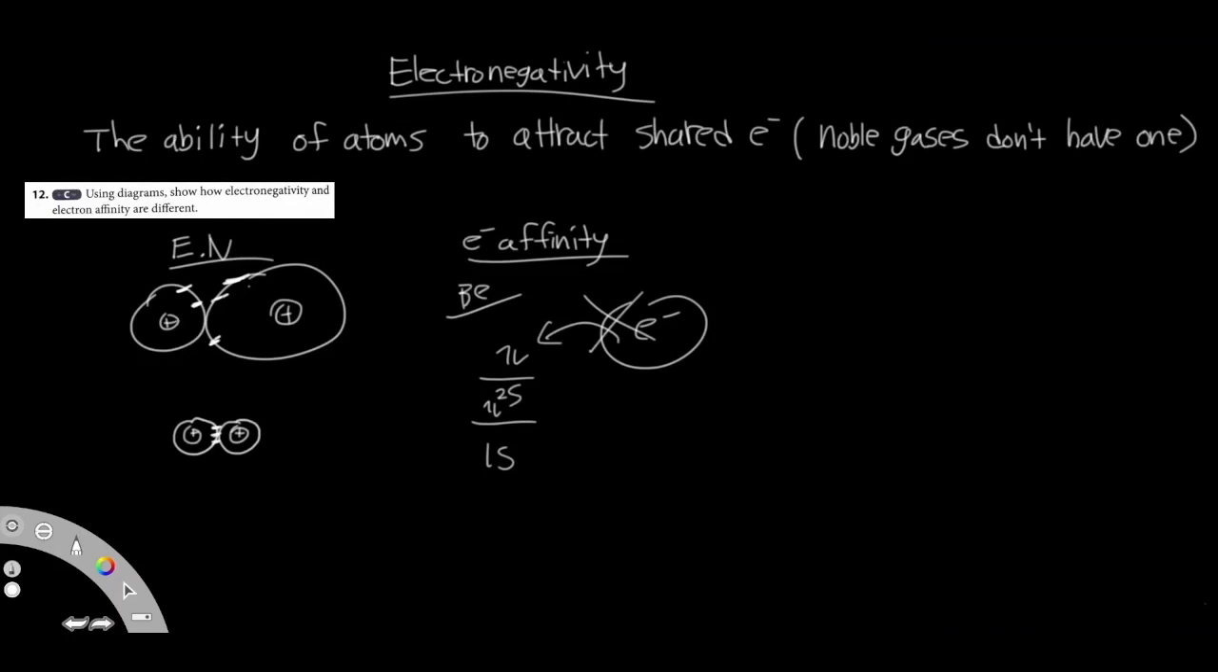Electronegativity has nothing to do with that. It's not about the amount of energy released or absorbed to get the electron. It's about the sharing. It's the ability of this atom here to take these electrons, because remember, only the electrons move. Or in hindsight, this atom here taking these electrons and sharing those towards it.